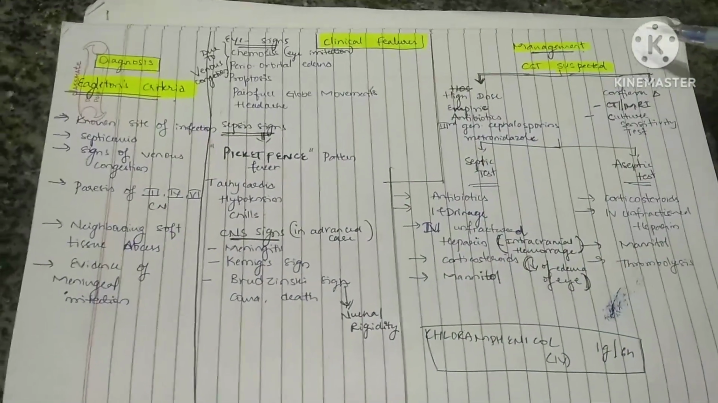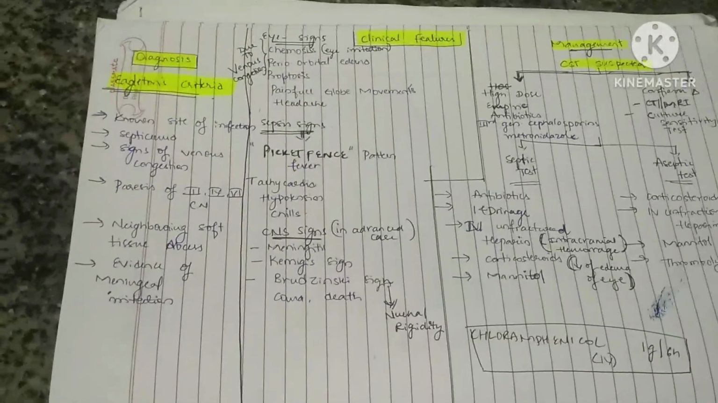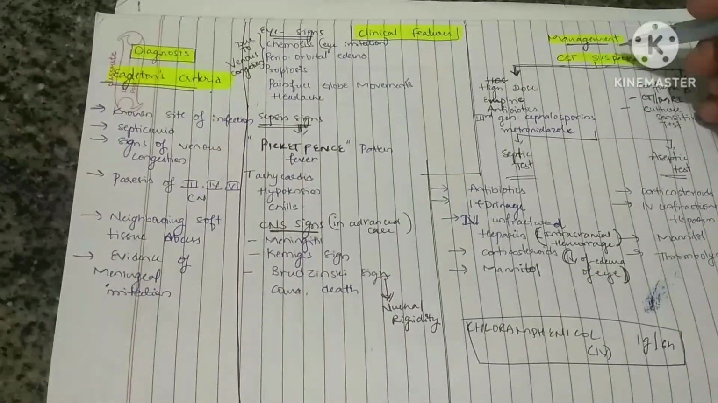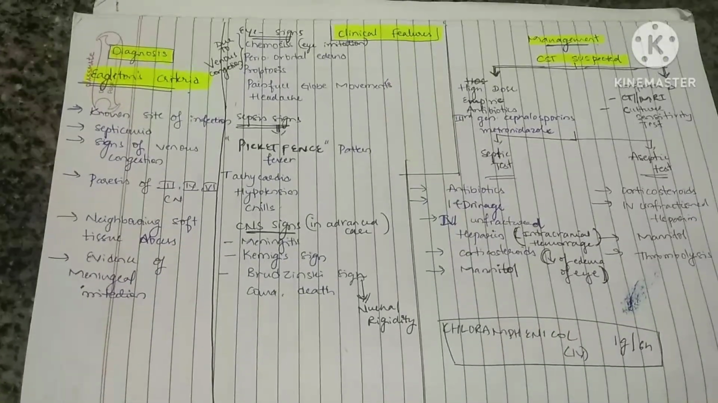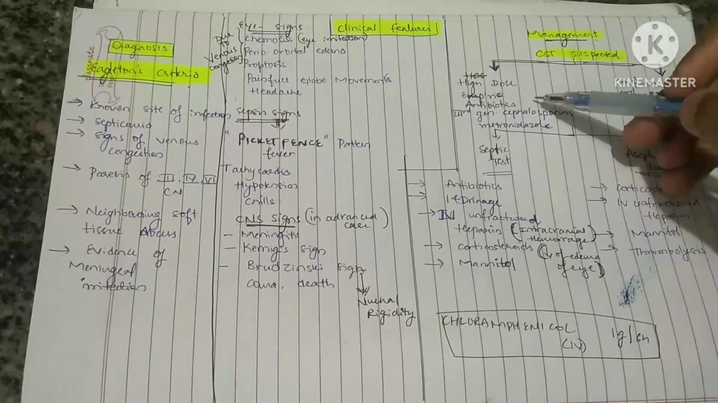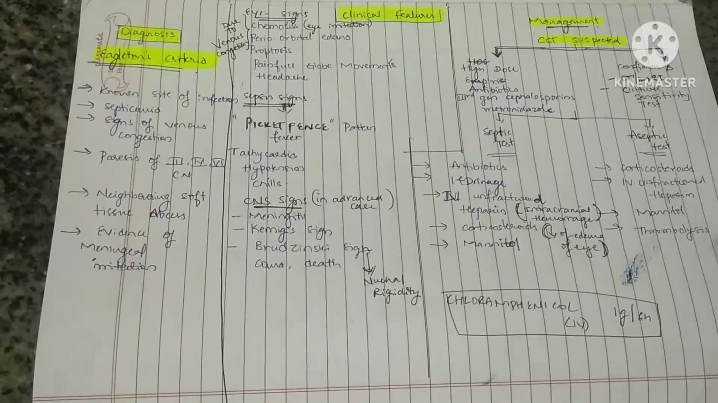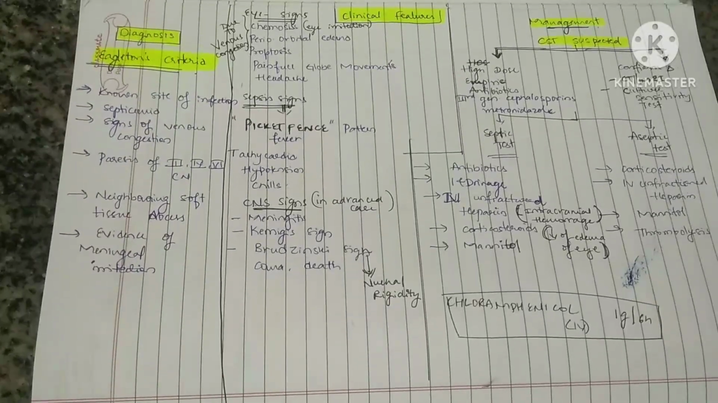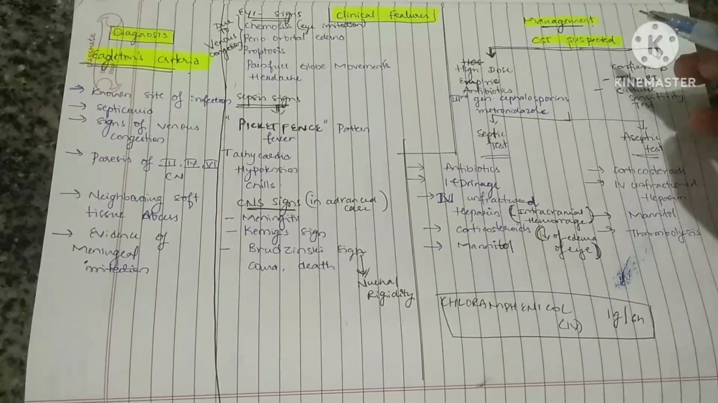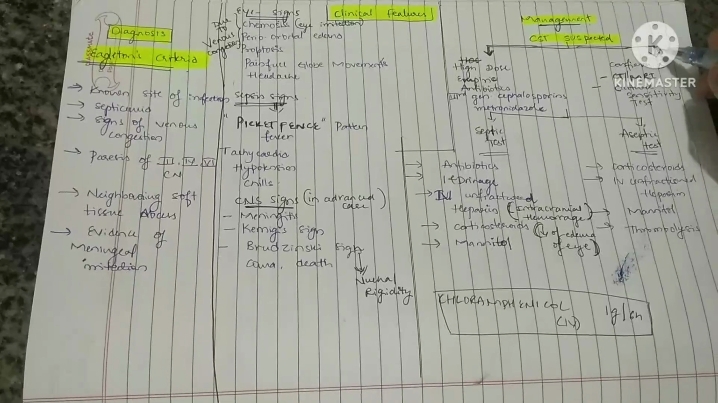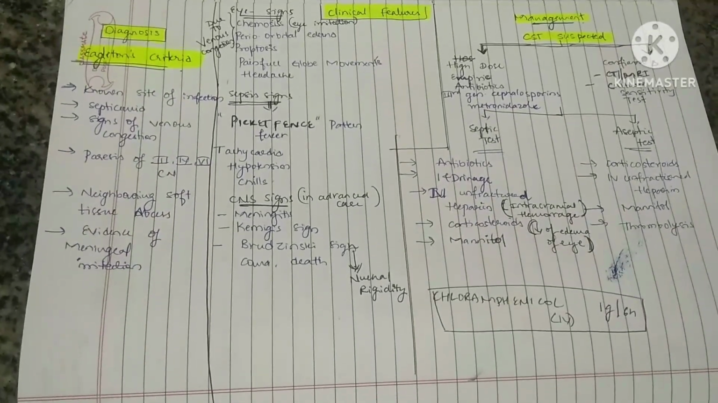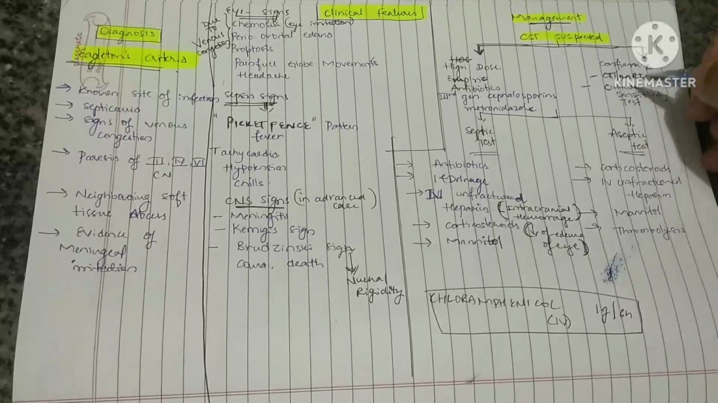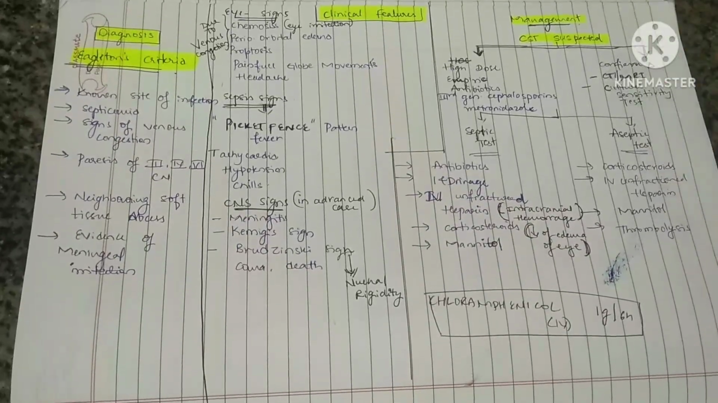Now coming to the management, if we suspect any case of CST or cavernous sinus thrombosis, what we are going to do is start with high dose empirical antibiotics. We use third generation cephalosporins or metronidazole, and in the second step we are going to confirm the diagnosis through CT or MRI, or we are going to perform a culture sensitivity test.